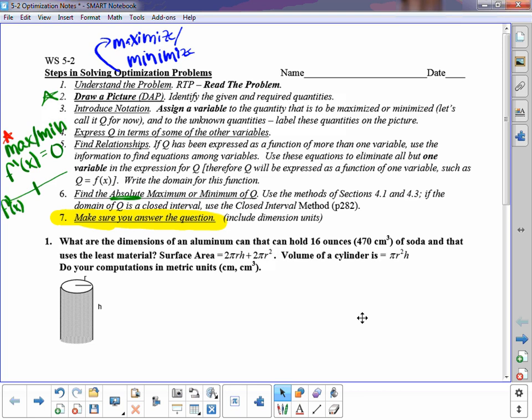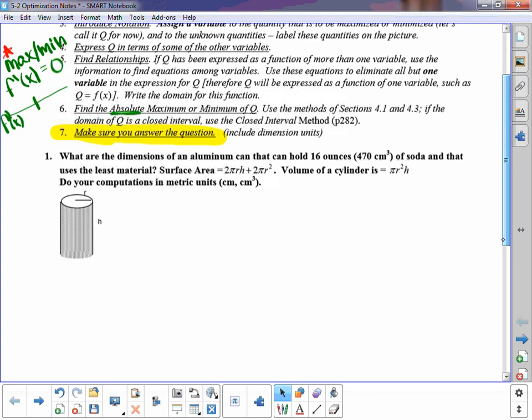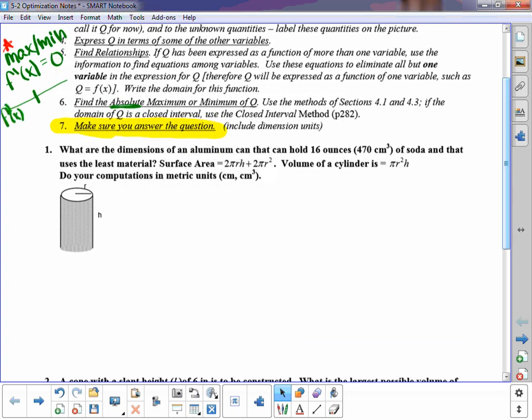Okay. So optimization problems, again, that's when we're trying to maximize or minimize something. And really they're just calculus word problems. But it's not so much calculus. It's a little bit of calculus with quite a bit of algebra with it. All right, so let's go take a look at number 1. What are the dimensions of an aluminum can that can hold 16 ounces of pop?